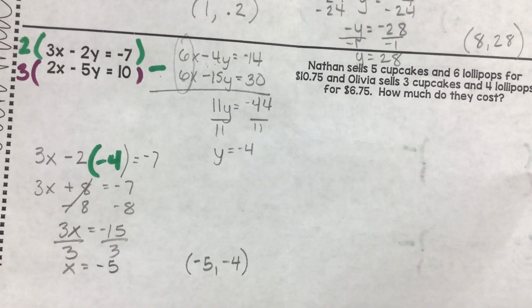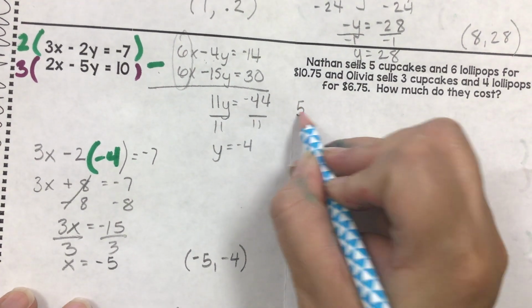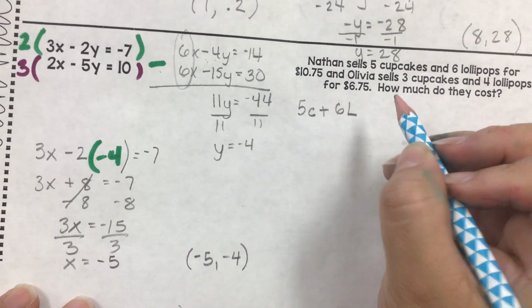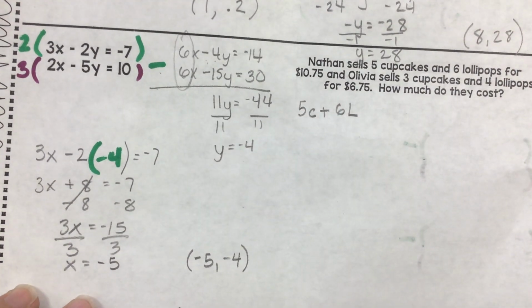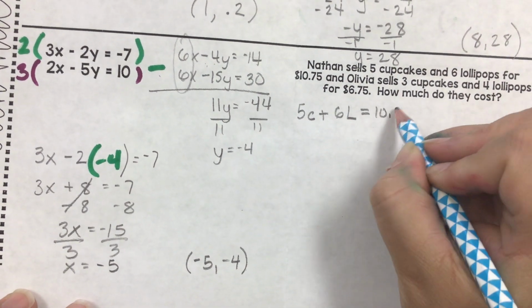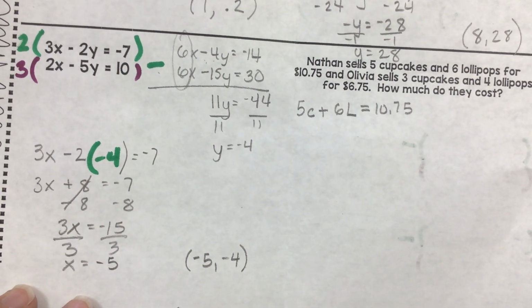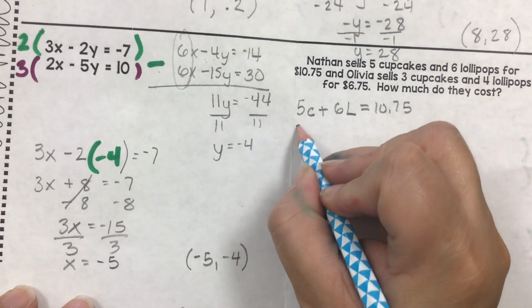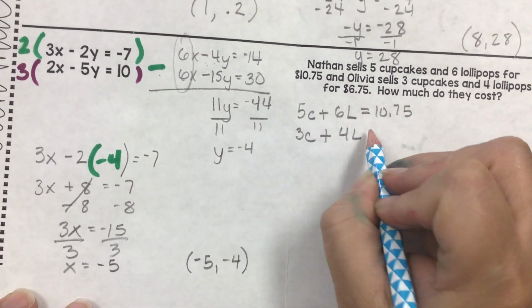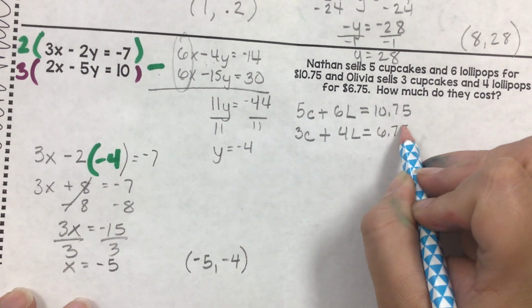Then on the last one, we have Nathan sells 5 cupcakes. So 5 cupcakes and 6 lollipops. And I'm going to make a capital letter L so it doesn't look like a number 1. For $10.75. The next equation is 3 cupcakes and 4 lollipops for $6.75.